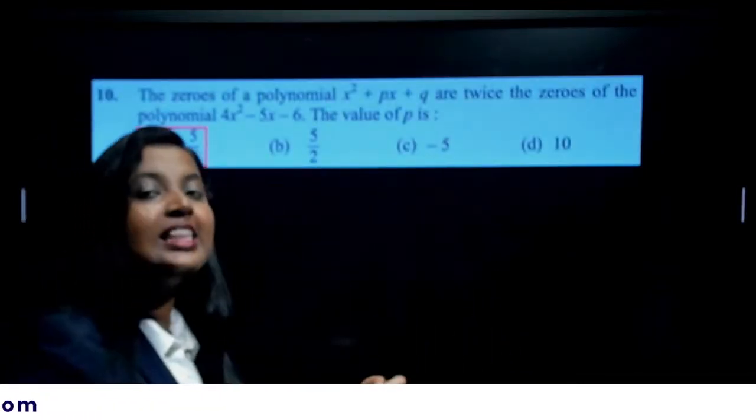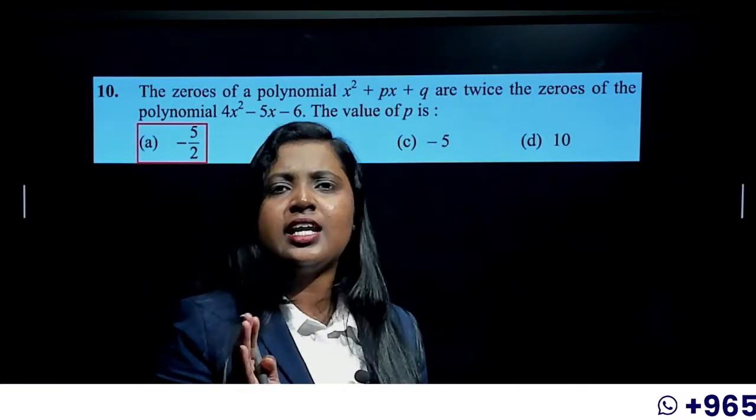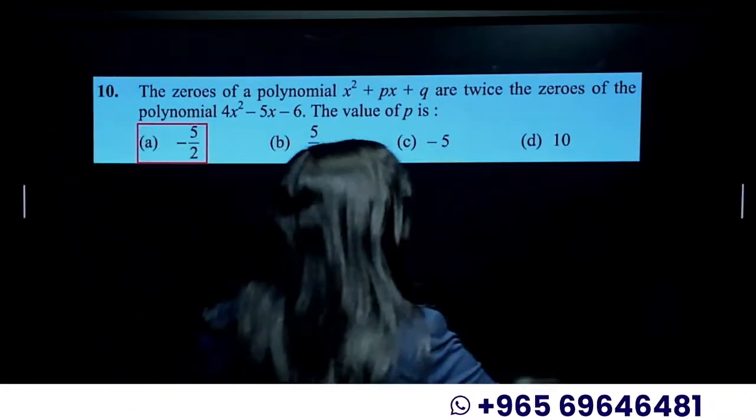If you forget that negative p over there, you will get 5 by 2 and you will be like, oh, I got the correct answer. The option was there. But the answer is minus 5 by 2.